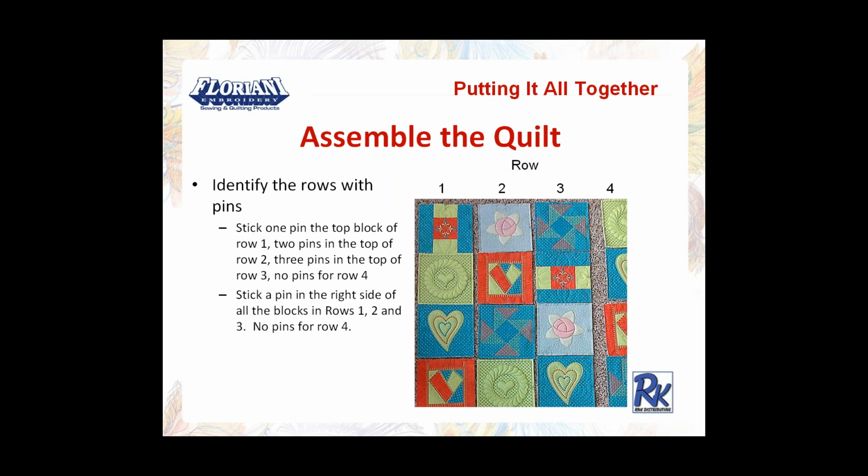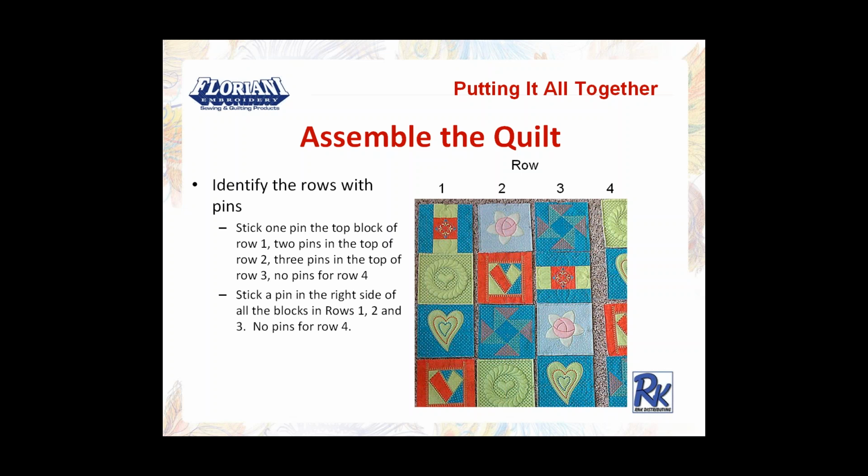We're going to be talking about the vertical rows to begin with. For each vertical row, you want to stick 1 pin in the top of block of row 1, 2 pins in the top of row 2, 3 pins in the top block of row 3, and you don't need any pins for row 4. All right? So once you've done that, we've identified the rows.